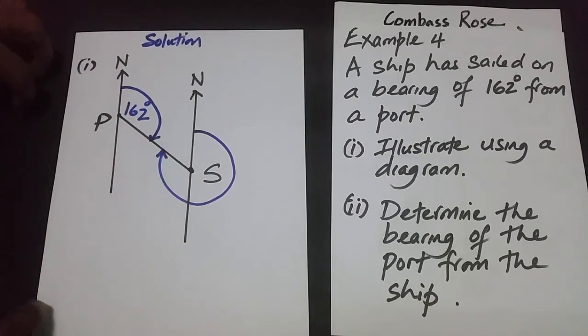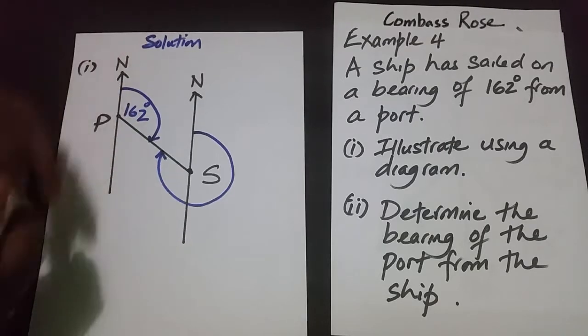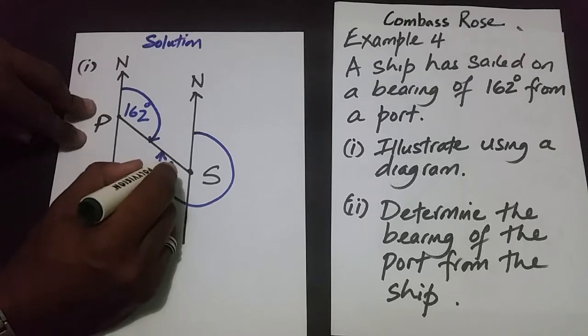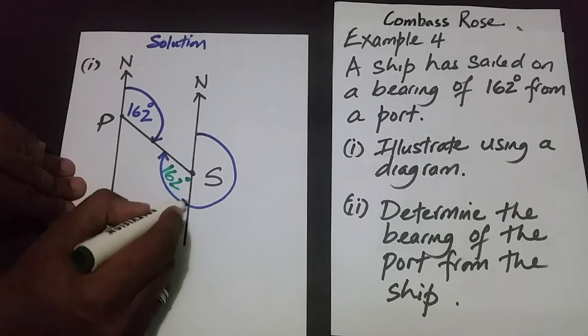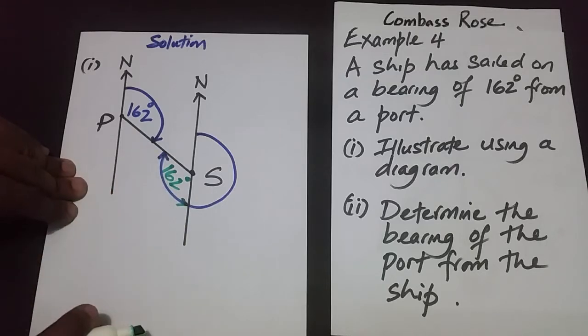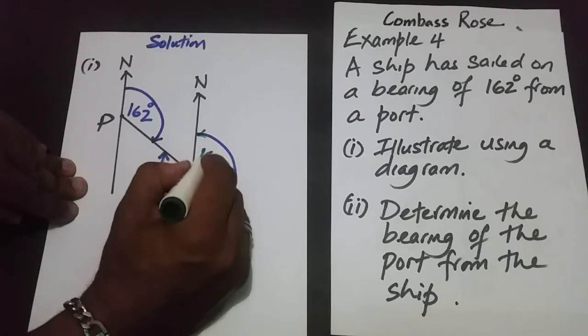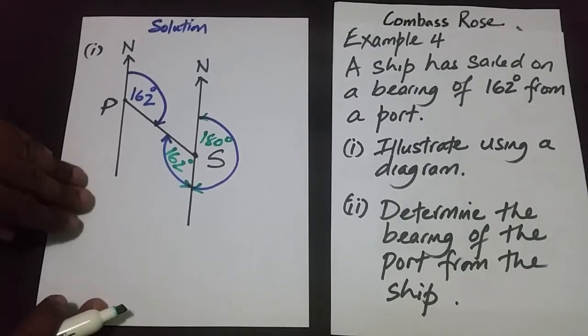All right. And what you're going to pick up is that the angle that is here, this 162 degrees, that is in here, will be the same angle inside here. That's 162 degrees as well. That is from here to there. And of course, from here to here is 180 degrees. So that's pretty much straightforward.